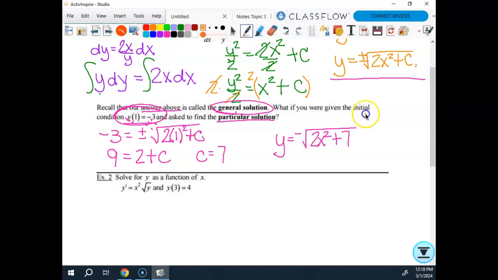So when I substitute this in, I get -3 equals the square root of 2 times 1 squared plus 7. Like here, I don't have to square both sides. That's going to give me -3 equals the square root of 9. And in order for this to be a -3 at this point, because we didn't introduce the square root, it was in the equation, this would have to be negative in front of it. That's how I know it's the negative one and not the positive, because of the number that they gave me. My y value has to be negative. Okay? If they had said y of 1 equals +3 or something like that, then this would be the positive one and not the negative one.